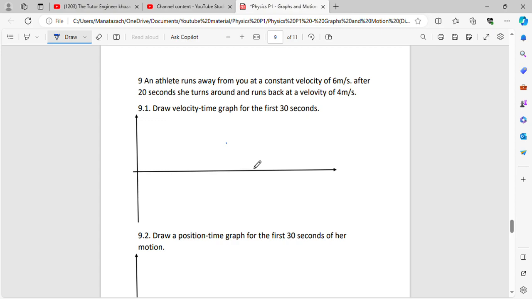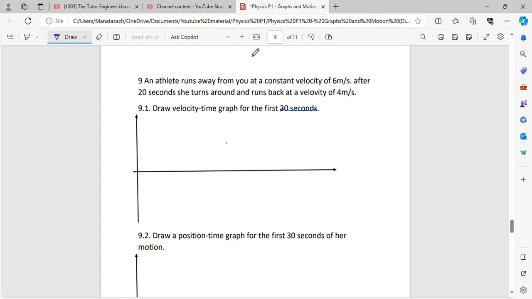Today we are continuing with our lesson on motion in one dimension. We'll be doing graphs, so let's start. An athlete runs away from you at a constant velocity of 6 meters per second. After 20 seconds, she turns around and runs back at a velocity of 4 meters per second. Draw a velocity time graph for the first 30 seconds.